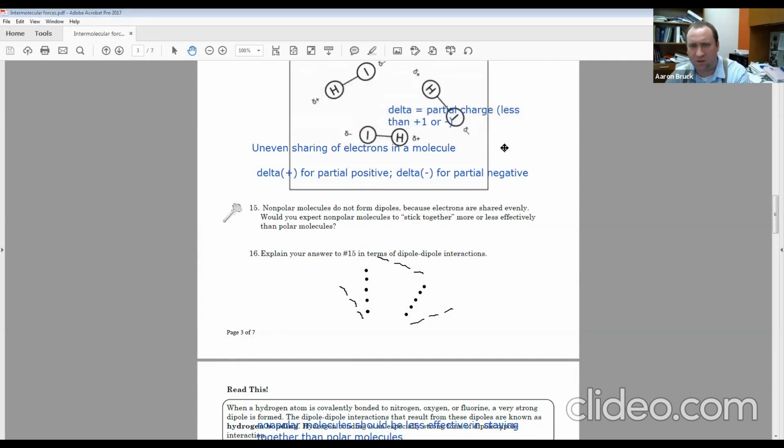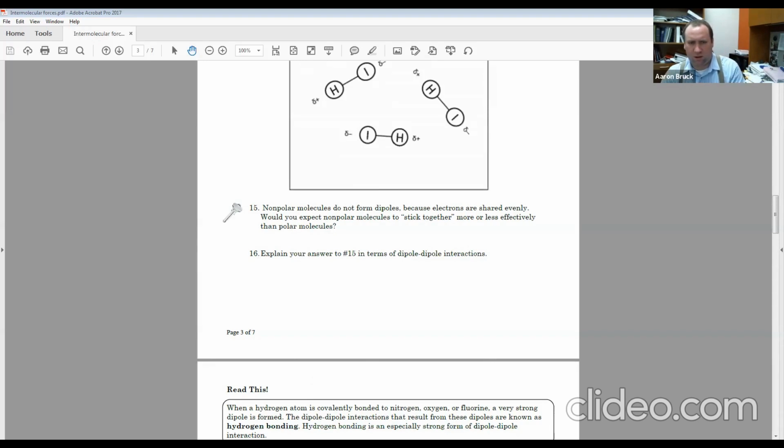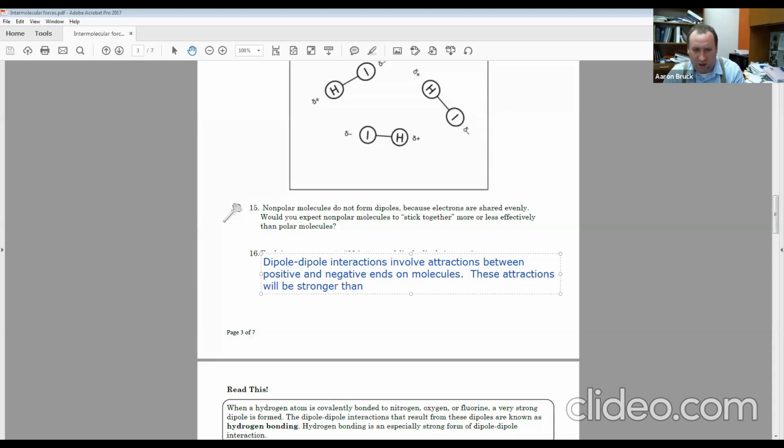And last bit here, they want us to explain ourselves. Well, dipole-dipole interactions are going to involve attractions between positive and negative ends on molecules. These attractions will be stronger than no interaction that is present in a nonpolar molecule.